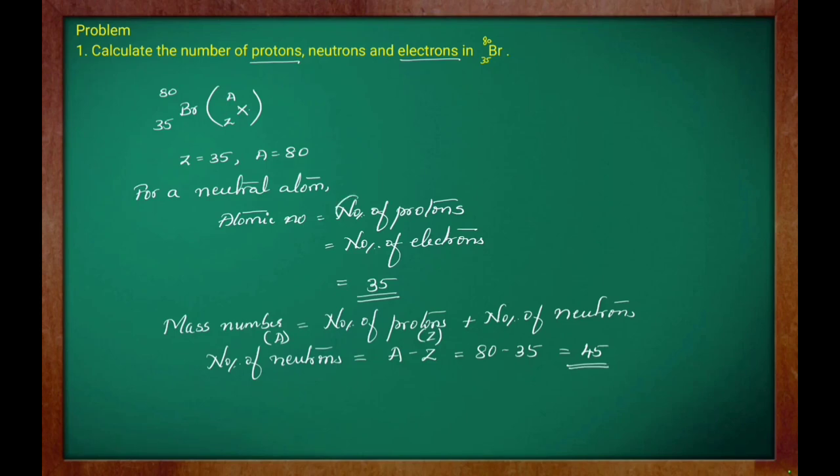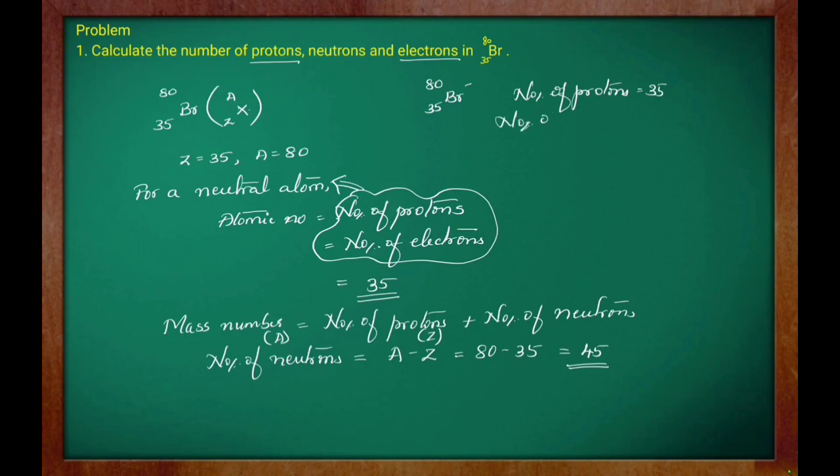Always remember that the number of protons is equal to the number of electrons only in the case of a neutral atom. For example, if I consider bromine with a negative charge, here the number of protons is equal to 35, whereas the number of electrons is 35 plus 1, which is equal to 36. This plus 1 is because of the negative charge. A negative charge on bromine indicates that it has one electron in excess of the neutral bromine atom. So we have 35 protons, which is less than the number of electrons.